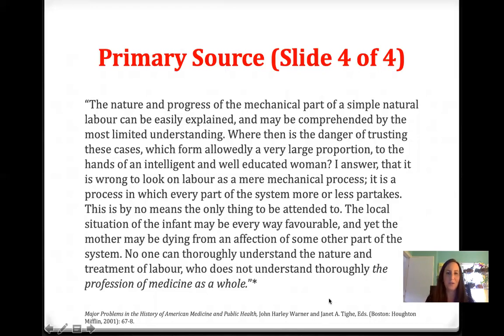The local situation of the infant may be in every way favorable, and yet the mother may be dying from an infection of some other part of the system. No one can thoroughly understand the nature and treatment of labor who does not understand thoroughly the profession of medicine as a whole.